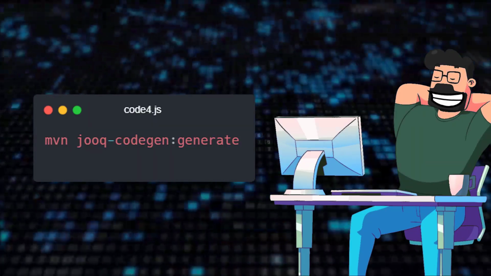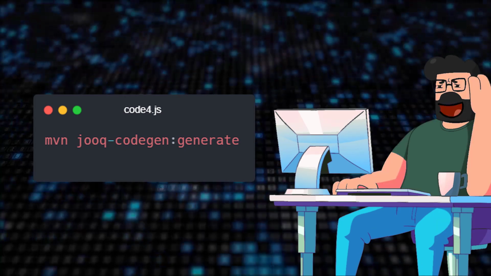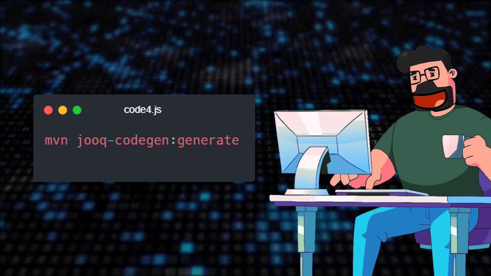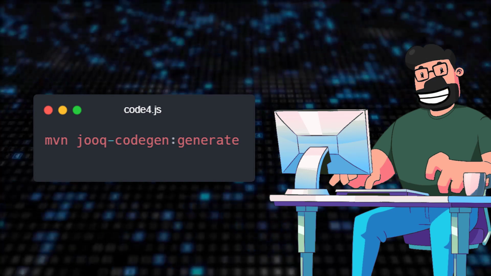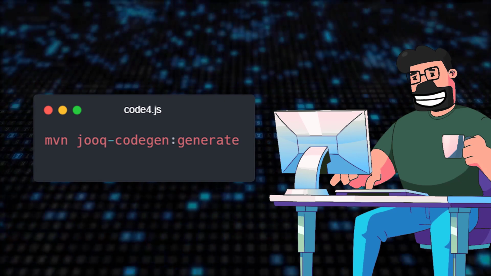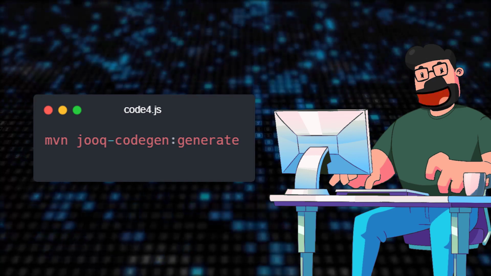In summary, troubleshooting jOOQ code generation in Maven can be a bit tricky, but with the right command and configuration settings, you can overcome any errors that come your way. So, next time you're facing issues with jOOQ classes, remember to target the correct execution ID and configure the plugin settings accordingly. Happy coding, and may your jOOQ classes generate flawlessly.